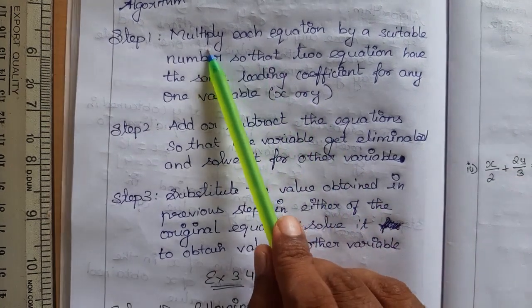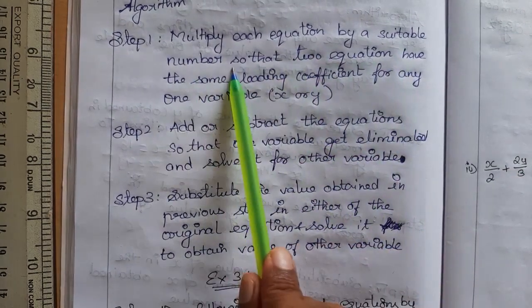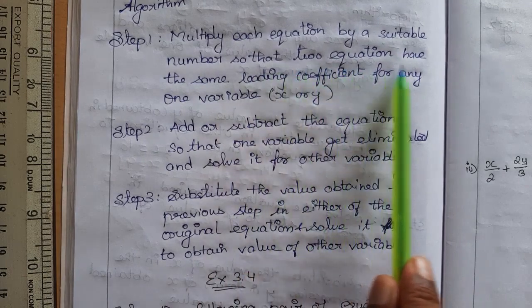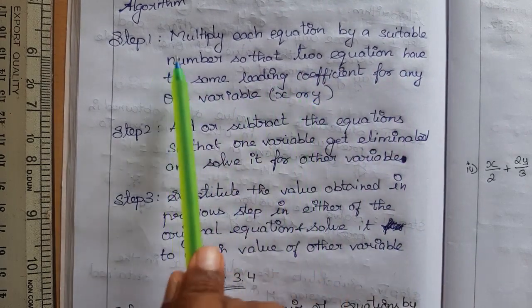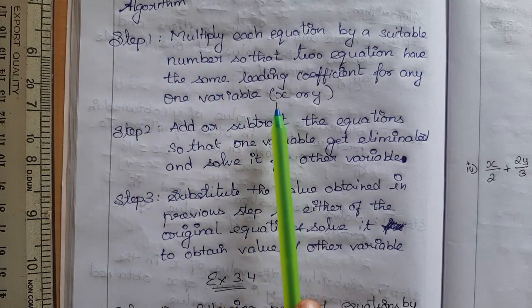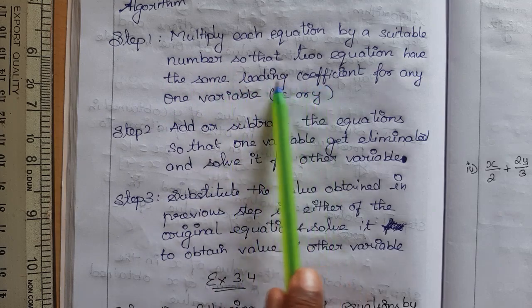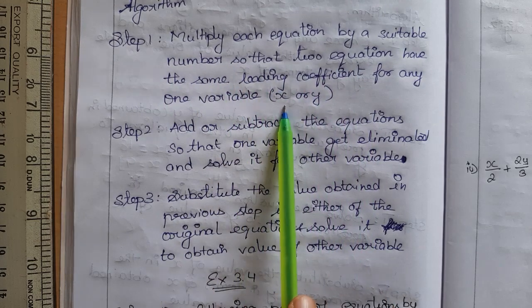The first step is to multiply each equation by a suitable number so that the two equations have the same leading coefficient for any one variable. So multiply with any suitable number except 0. The number should change the equation to the same coefficient of the same variable.